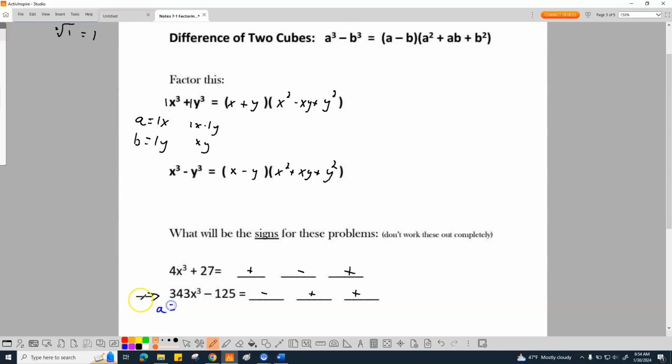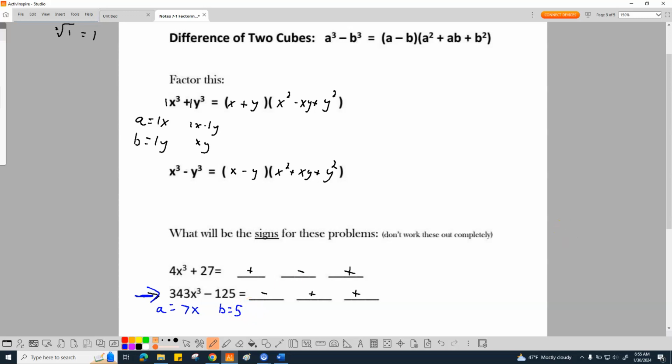A in this example right here, I have a right there. A in this example is actually, you take the cube root of 343, which is 7, and then you take the cube root of x to the third, which is x. So my a in this example is, in fact, 7x. Now let's try my b. My b in this case is simply the cube root of 125, which is 5. You will notice there's no letters here.